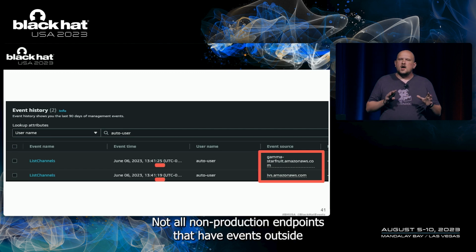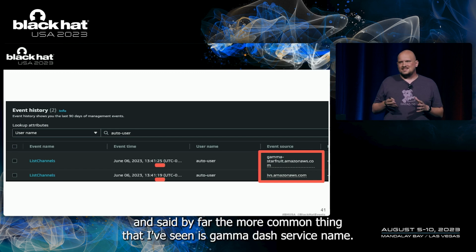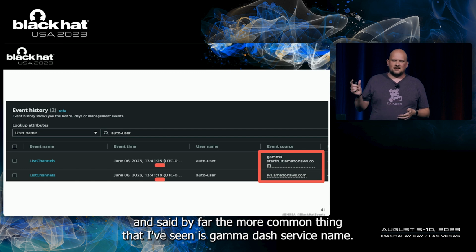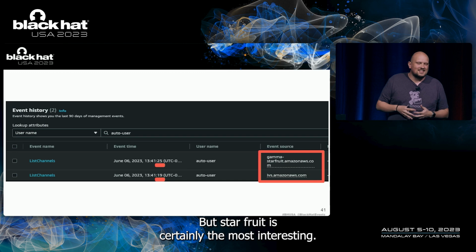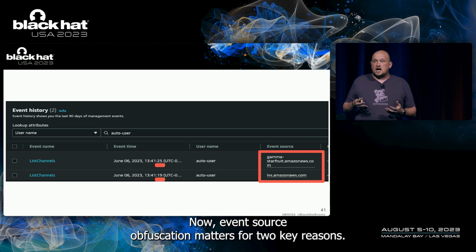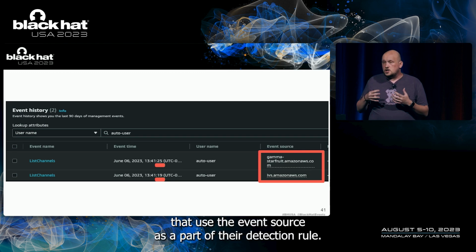And worth noting, not all non-production endpoints that have event source obfuscation report an event source of gamma-starfruit. Instead, by far, the more common thing that I've seen is gamma-service name, but starfruit is certainly the most interesting. Now, event source obfuscation matters for 2 key reasons. The first is it's important to note there are a ton of commercial SIEMs that use the event source as a part of their detection rule.